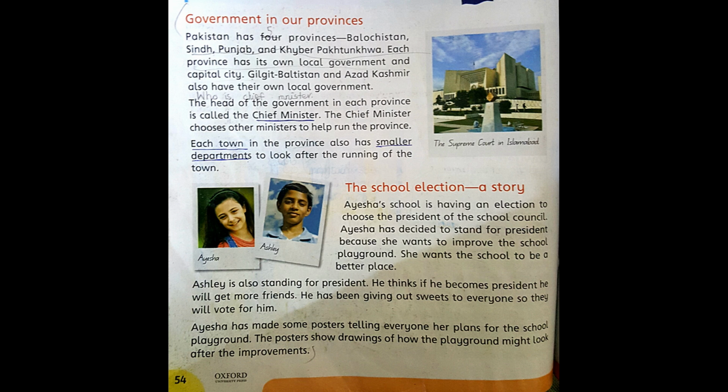Aisha's school is having an election to choose the president of the school council. Aisha has decided to stand for president because she wants to improve the school playground. She wants the school to be a better place. Ashley is also standing for president. He thinks if he becomes president, he will get more friends. He has been giving out sweets to everyone, so they will vote for him. Aisha has made some posters telling everyone her plans for the school playground. The posters show drawings of how the playground might look after the improvements.